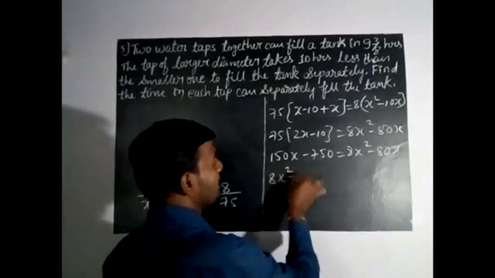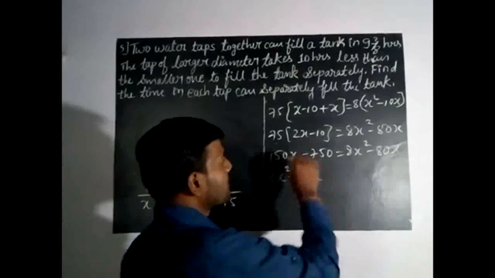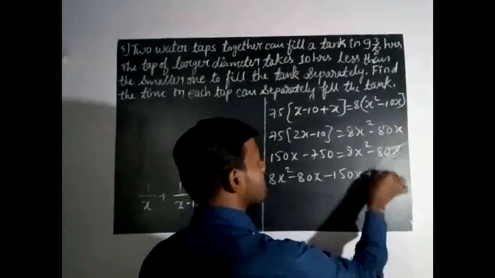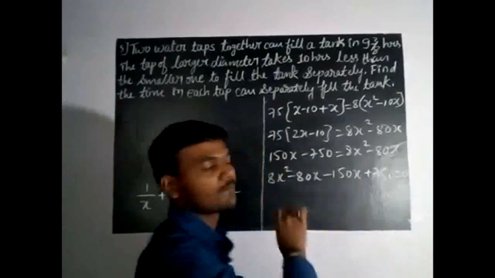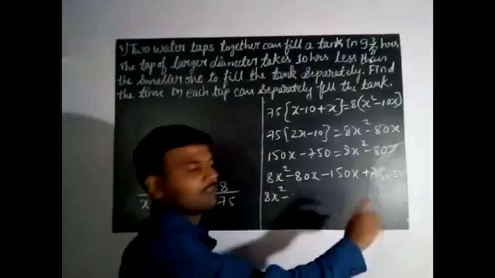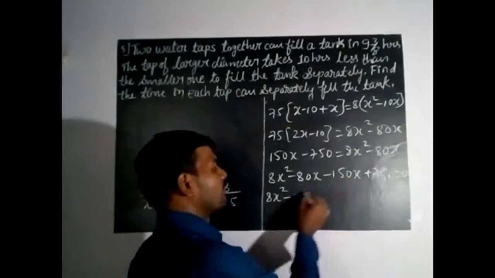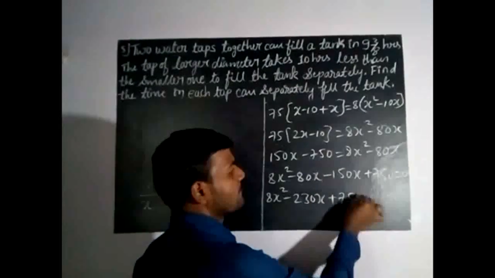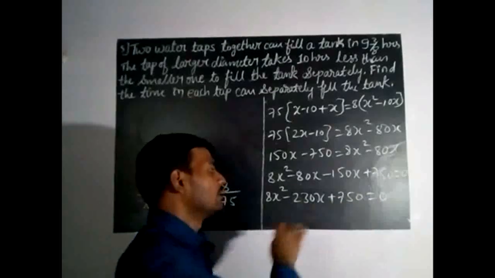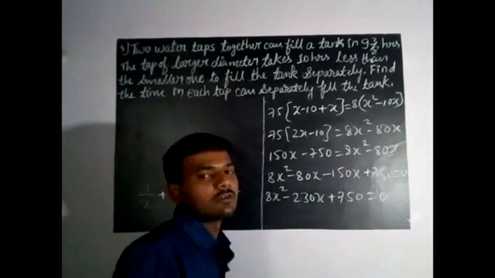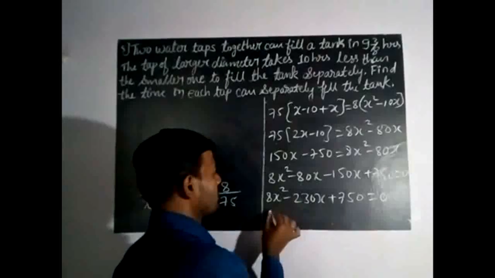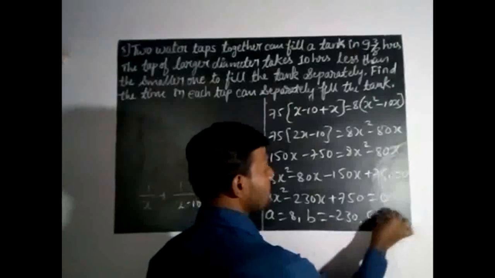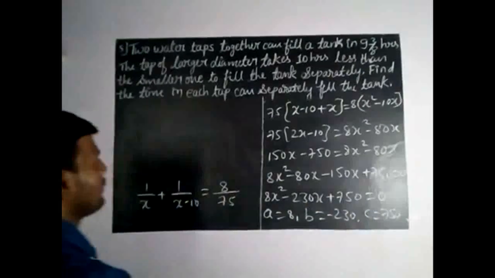Now 8x square minus 80x stays as it is, and these two terms come to the right side. It becomes minus 150x plus 750, which is equal to 0. Now 8x square, what are we getting? Minus 80x minus 150x, that means minus 230x, plus 750, which is equal to 0. Now we can solve this by the quadratic formula method. Let us solve it. a is equal to 8, b is equal to minus 230, and c is equal to 750.